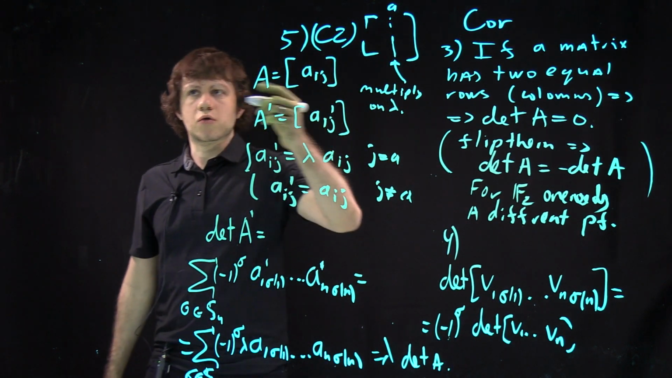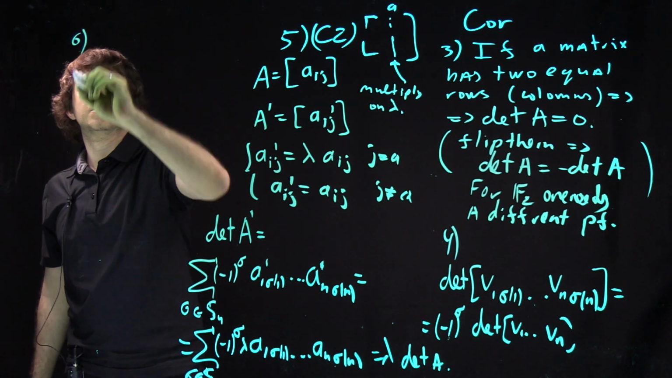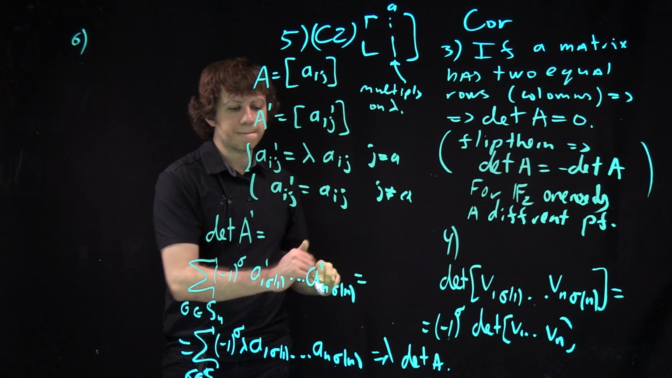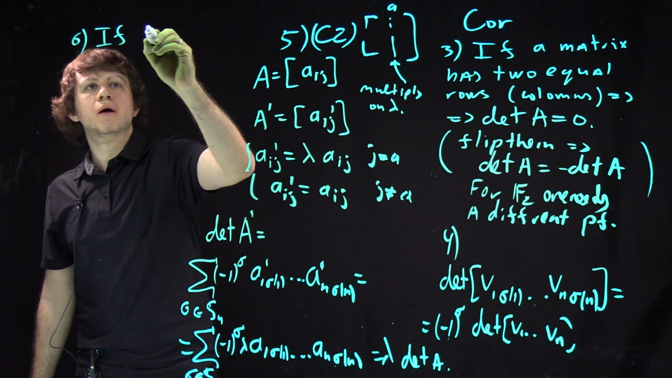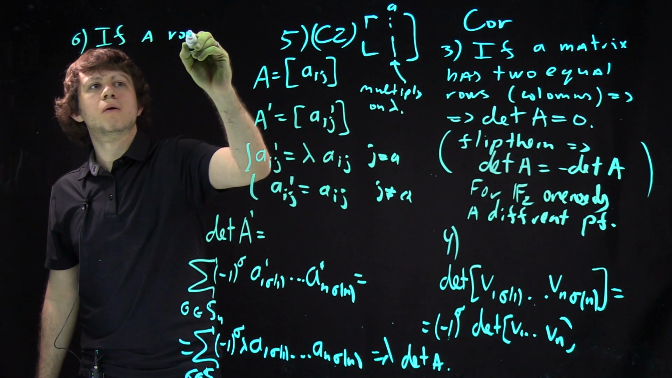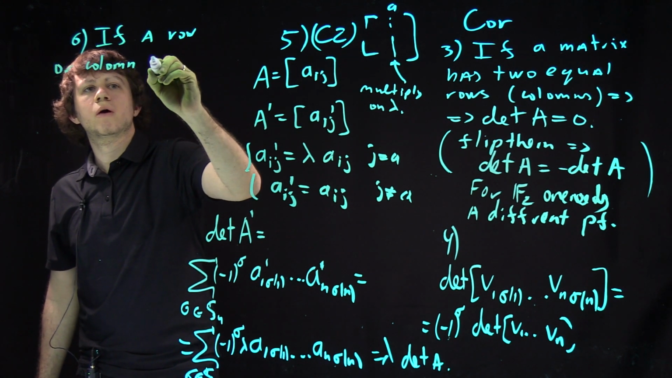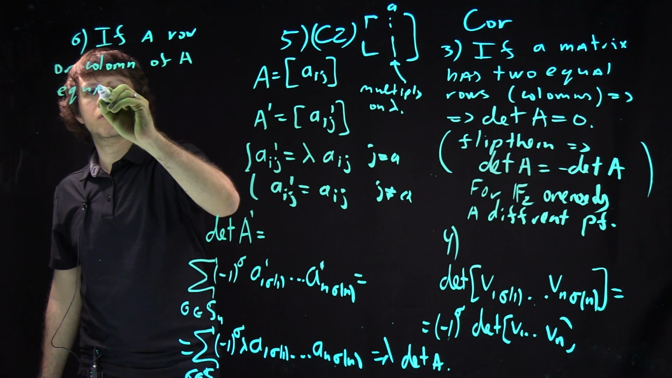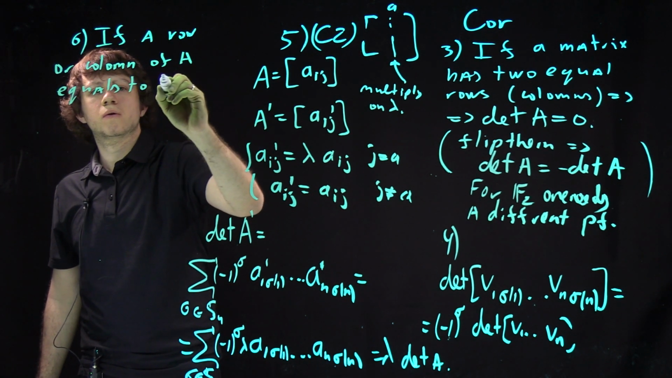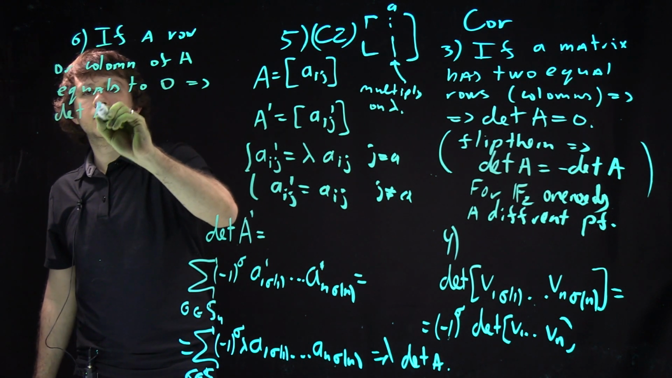And a corollary, let me call it 6, is that if a row or column of A equals 0, then the determinant of A is 0.